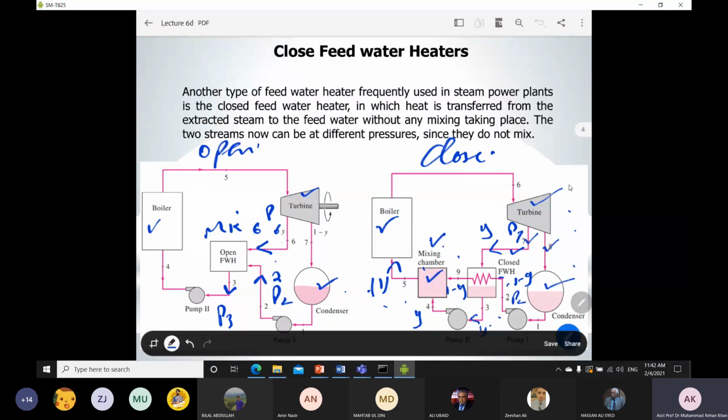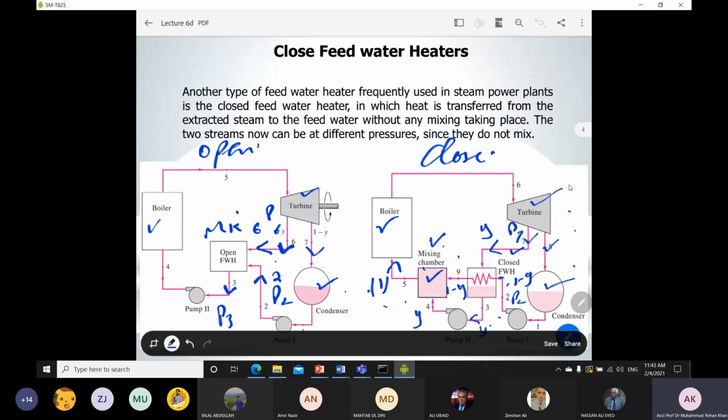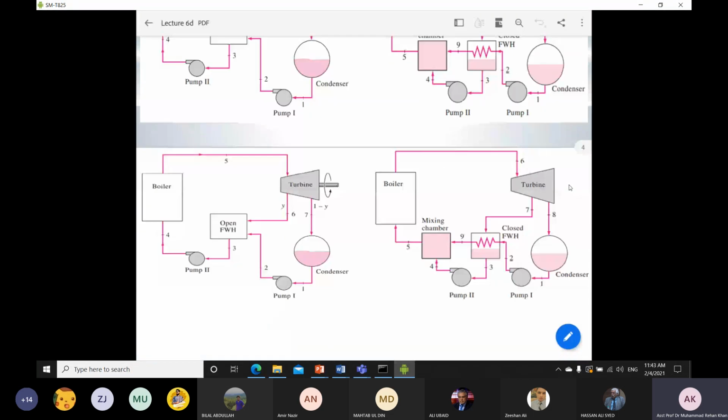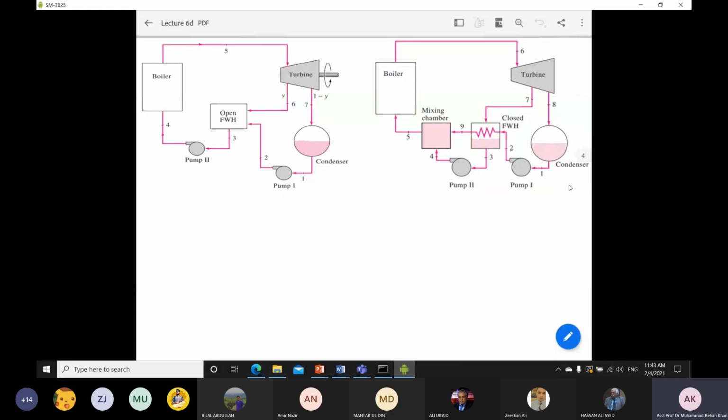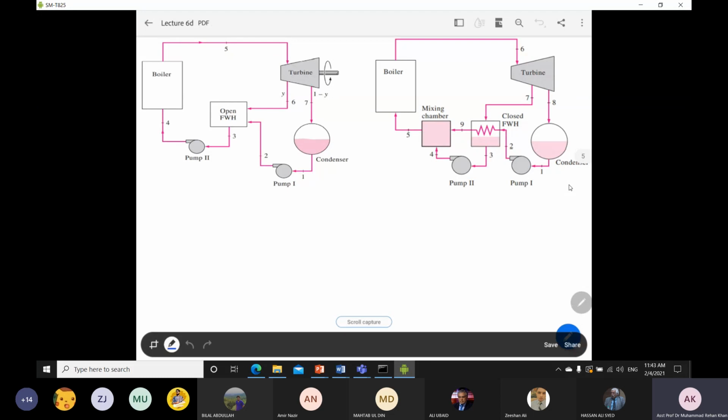So similar to the mechanism which we already discussed in the open feed water heater, in the 6 there will be bleeded steam, and in the 7 the remaining portion will go towards the condenser. Okay, so coming towards the TS diagram for this, I will try to build it over there so that you can easily understand how to build the TS diagram for both of the cycles.